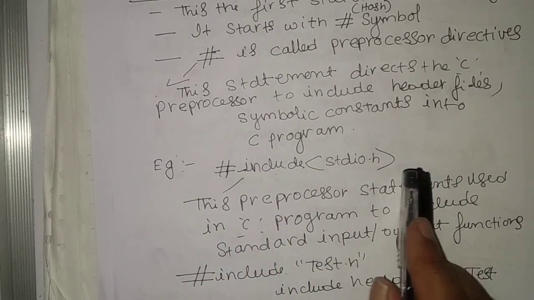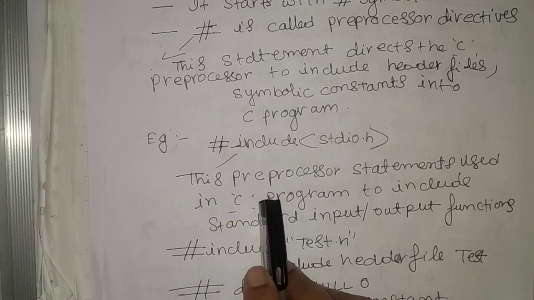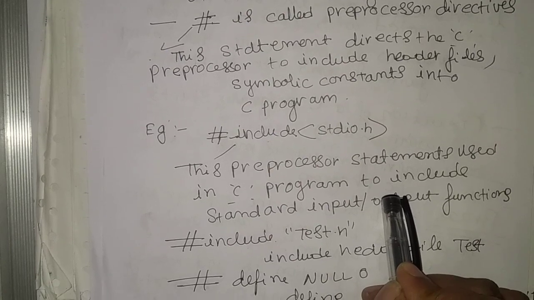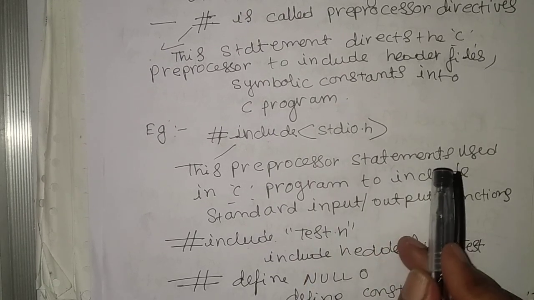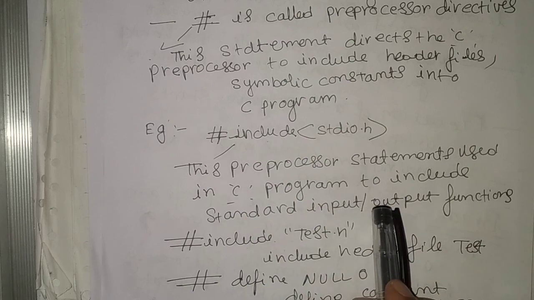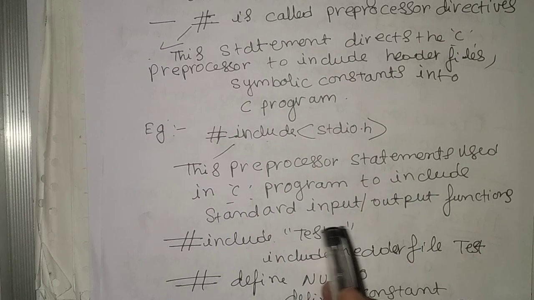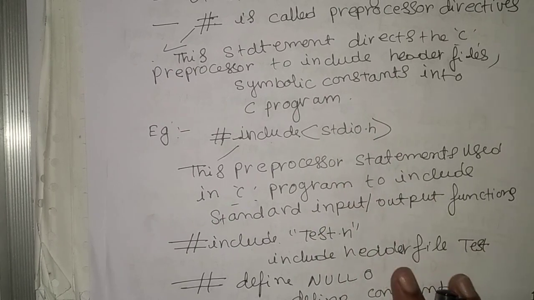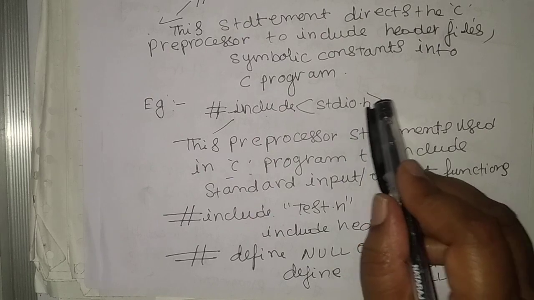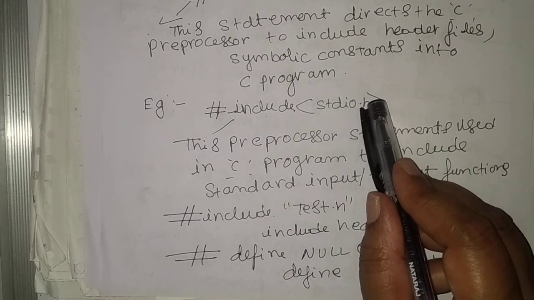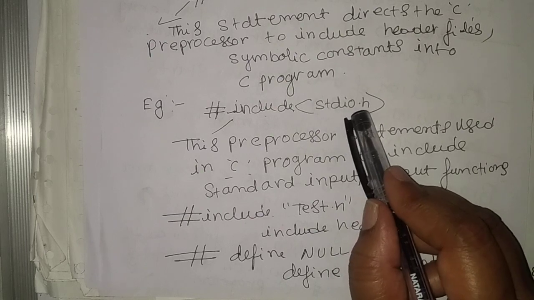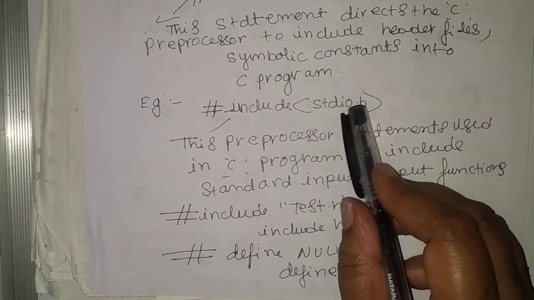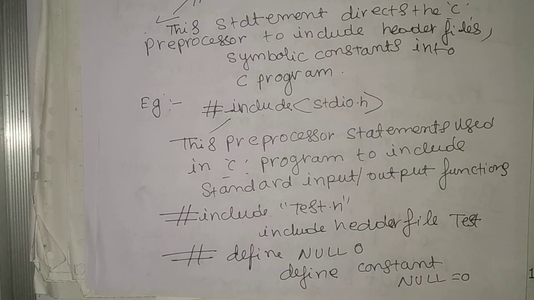What this statement defines is that this preprocessor statement is used in C to include standard input output functions. We have to include this in order to make the C program work. The first step is to include the standard input output functions. This is stdio. If we write this within these brackets, it directs to include the standard input output functions.